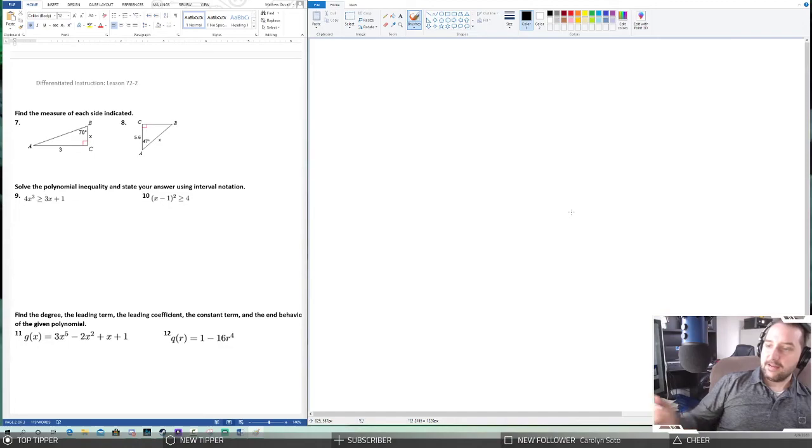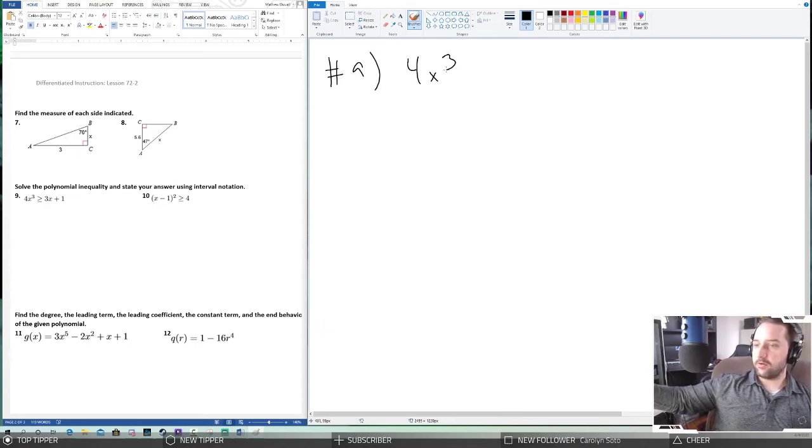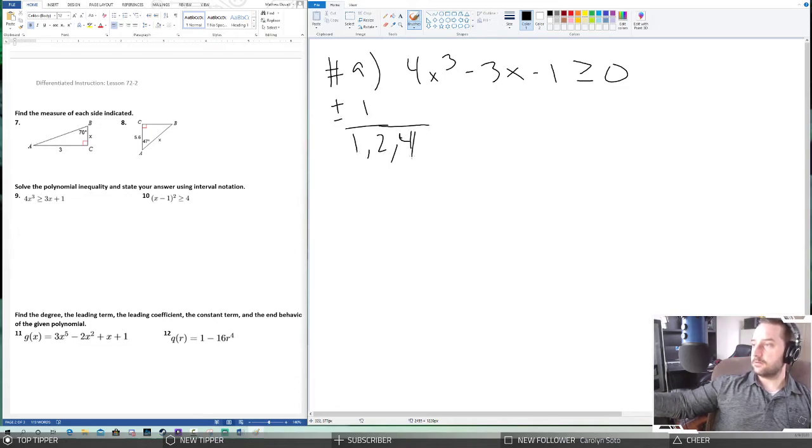All right, so number 9, to solve the polynomial inequality. So 4x to the third, and I'm going to bring everything to one side: minus 3x minus 1 is greater than or equal to 0. Got to do my p's over q's. So plus or minus 1 over the factors of 4. So I'm going to get plus or minus 1, plus or minus 1/2, and plus or minus 1/4.